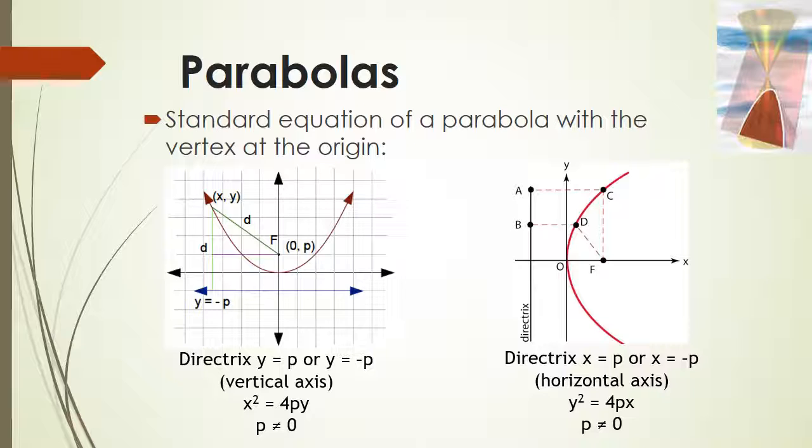Now, for a parabola that opens to the side, you'll notice the formula is similar, but instead of x squared equals 4py, we have y squared equals 4px. And the good news is that p is really the same idea. It's still the distance from either the vertex to the focus or from the vertex to the directrix. Or another way of looking at it, it's half the distance from the focus to the directrix. It's the same thing for both situations.